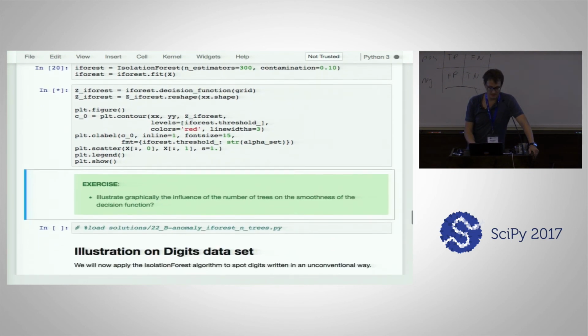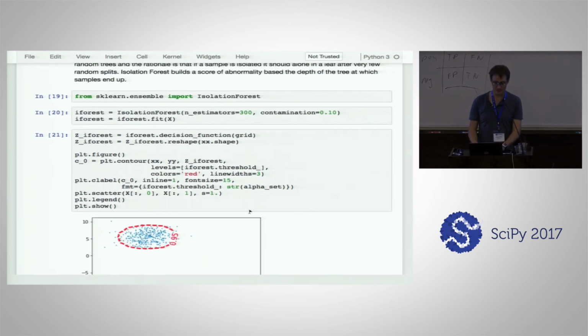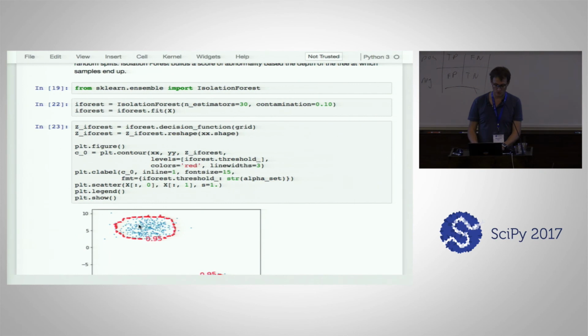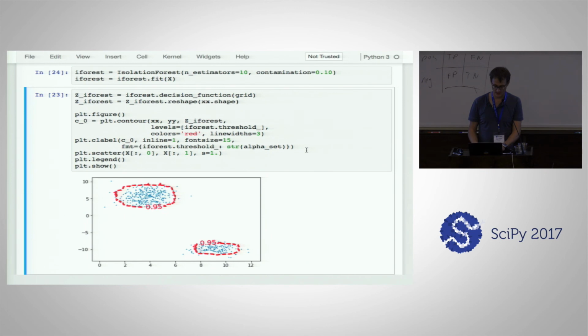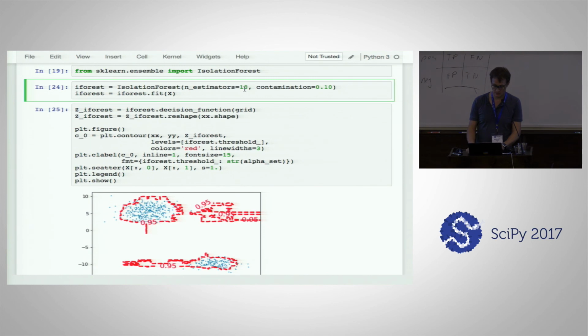So this is the same data as before. And here, I'm using actually a lot of trees. Just to show you that there are actually trees, I'm going to take much fewer of them. If I take only 30, then I've got a more chaotic boundary. This is still too nice. Let's say I do 10. You see that you have a rather noisy behavior. So by adding a lot of trees, you regularize the decision function. Okay, so let's go back to 300.